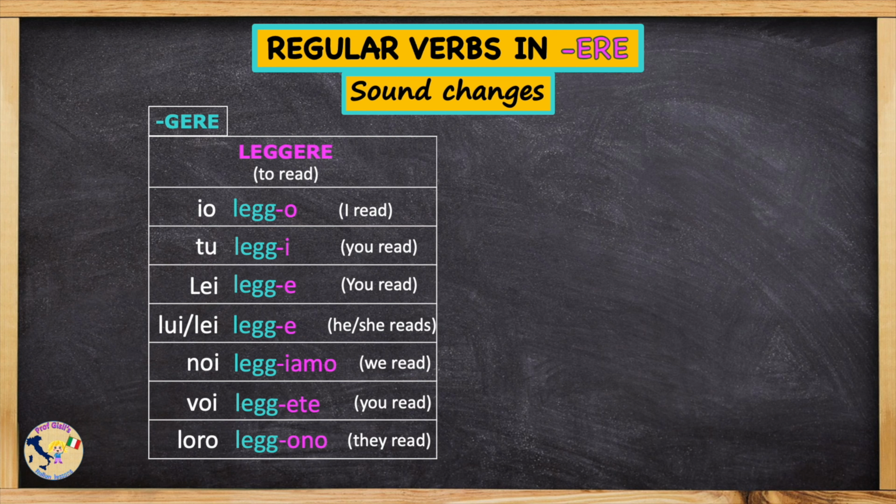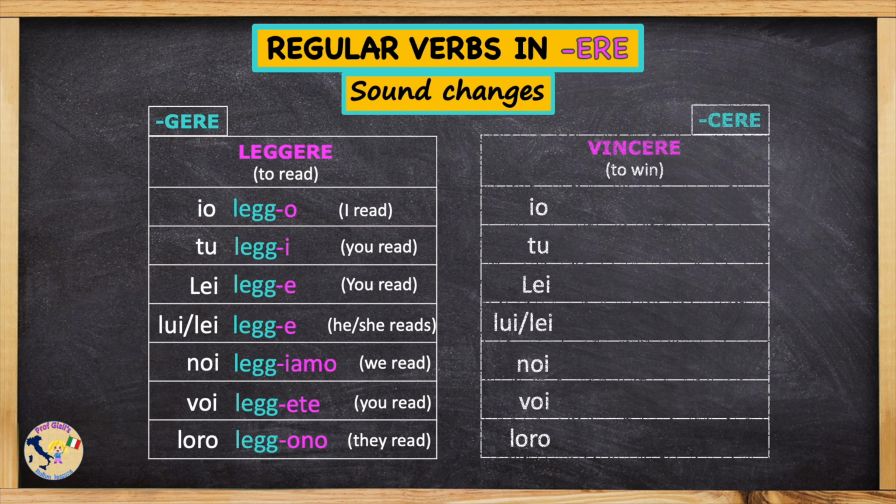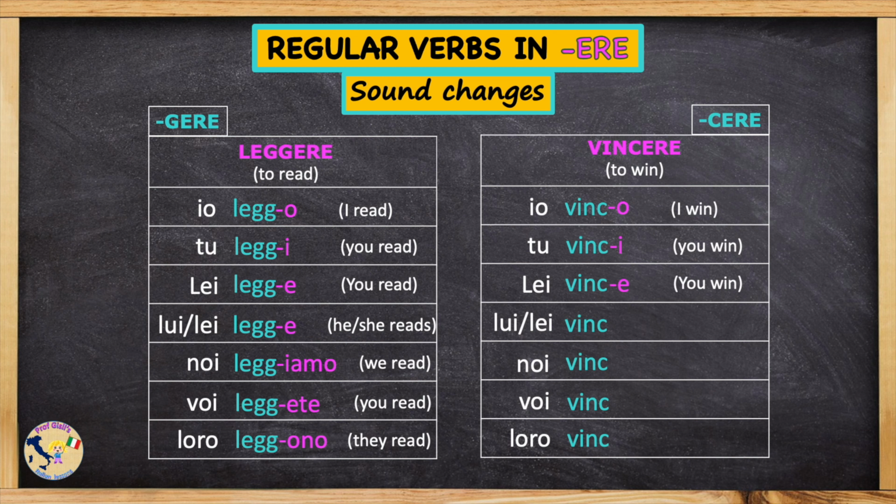Before commenting on the sound changes happening here, let's also conjugate the other verb, vincere, to win. Adding the regular endings to the root vinc, we get io vinco, tu vinci, lei vince, lui vince, lei vince, noi vinciamo, voi vincete, loro vincono.